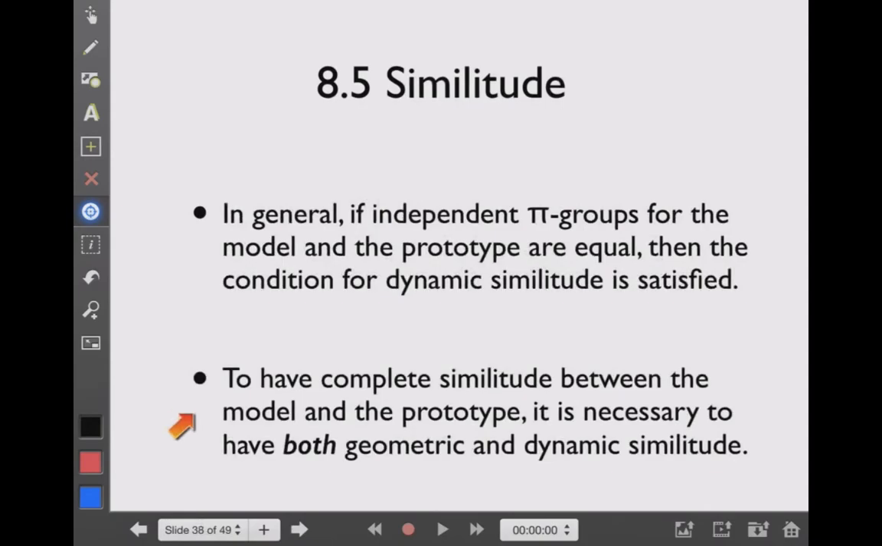To have complete similitude between a model and a prototype, this is just a definition, it is necessary to have both geometric and dynamic similitude. The ratios of the dimensions of the model and the prototype need to be constant, and we need to be sure that the forces we're interested in for that particular problem also scale, and then we can use the pi groups to translate between the model and the prototype.